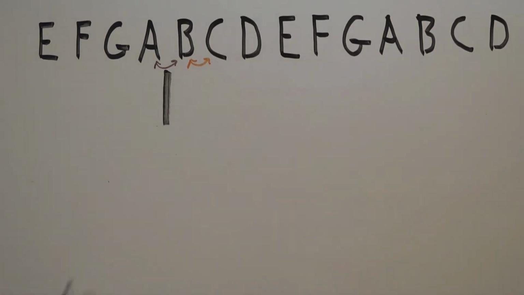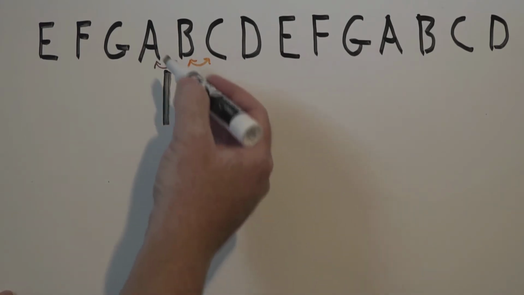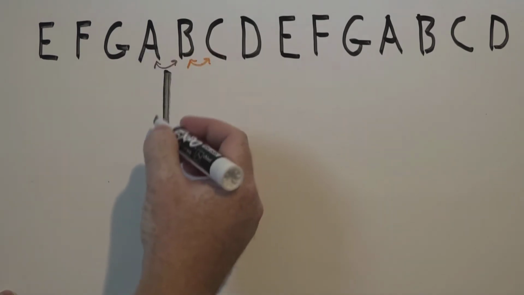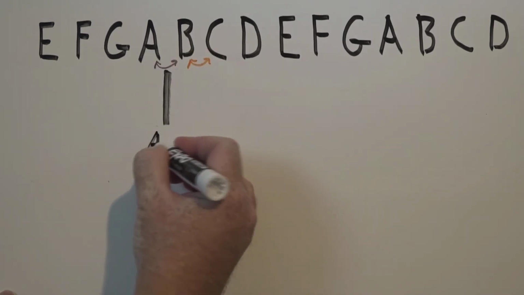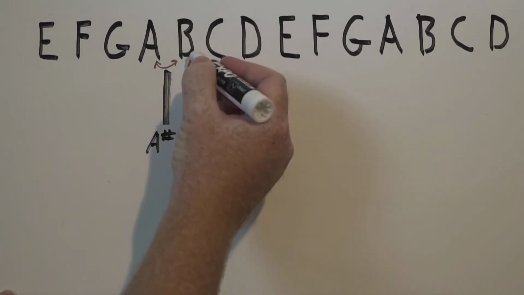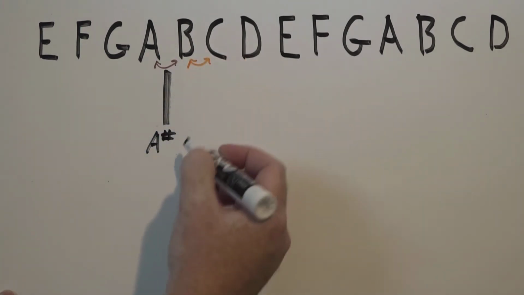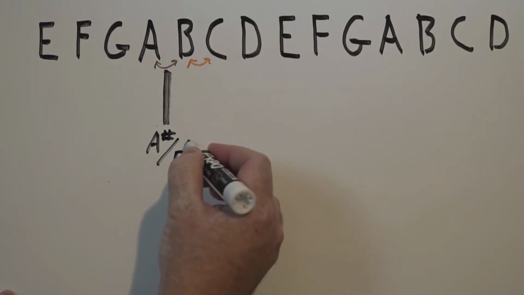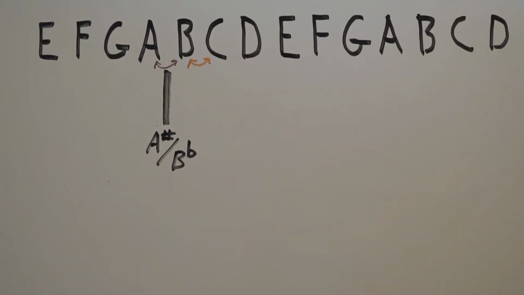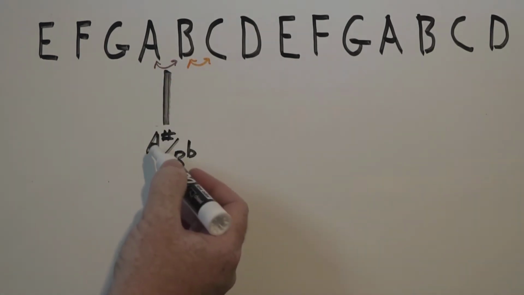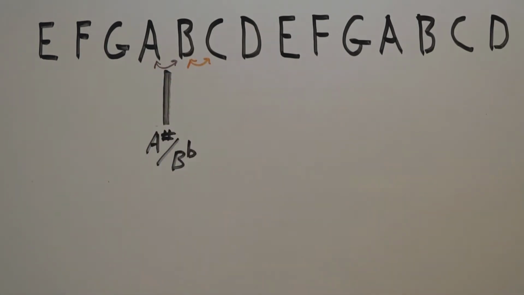Now, to get to that note, we use a sharp or a flat. Since this is higher than an A, we use an A sharp. It is also lower than a B, so we use a flat. So that note in between A and B is an A sharp or a B flat.